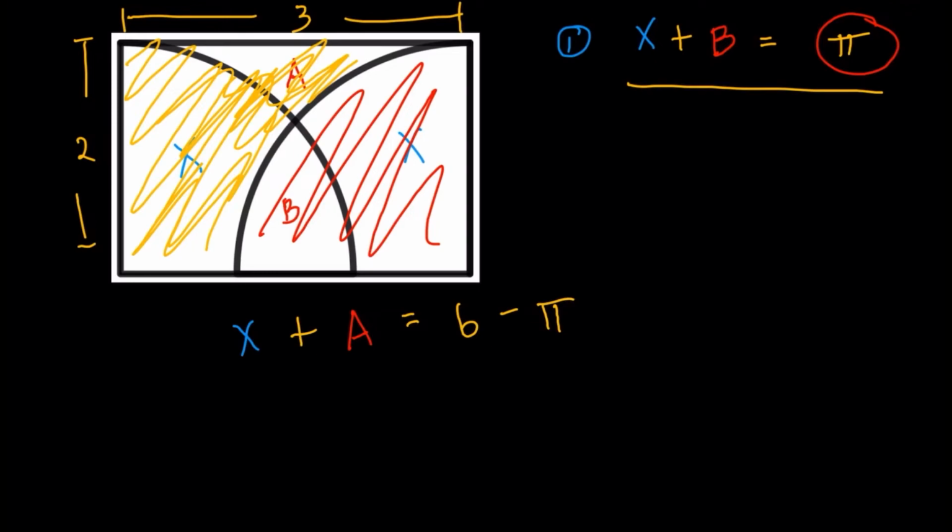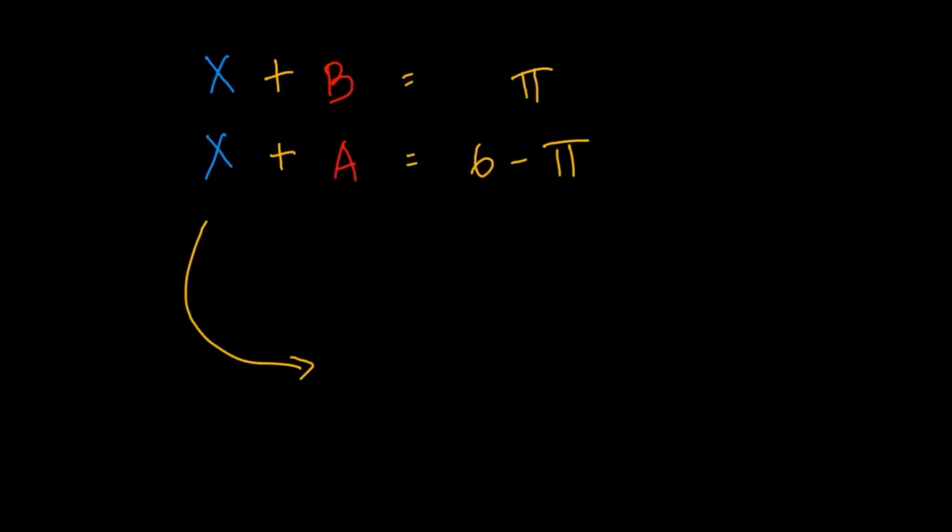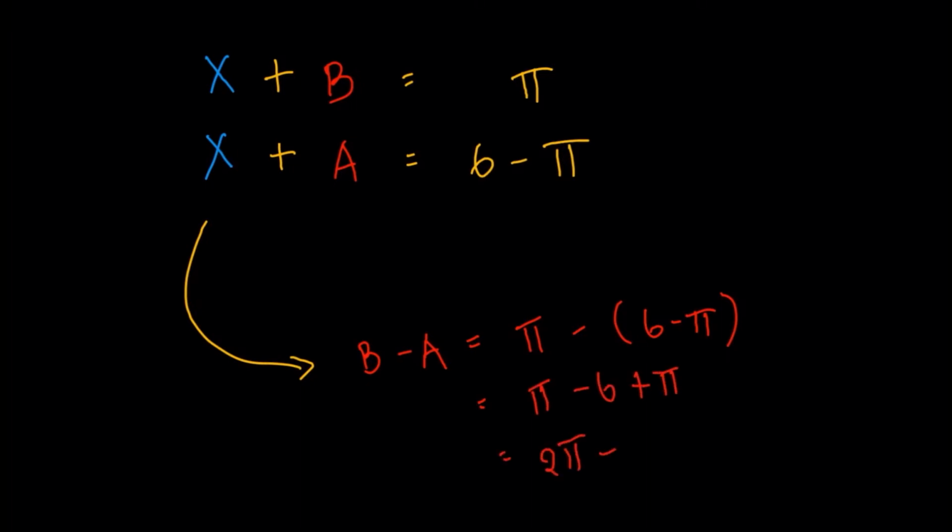Now that we have equations 1 and 2, we can try to do some observations here because, well, we are trying to compare A and B, so we can try to take the difference of A and B. Now, let's try to subtract the second equation from the first one. I'm going to get that B minus A would be equal to pi minus (6 minus pi). So B minus A equals pi minus 6 plus pi. That's going to give us 2 pi minus 6.